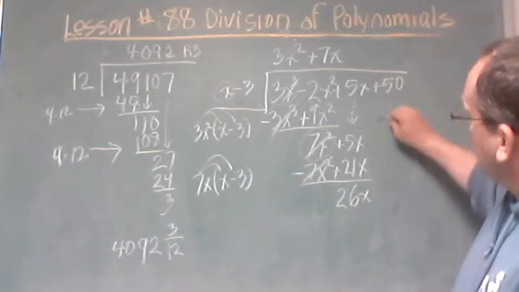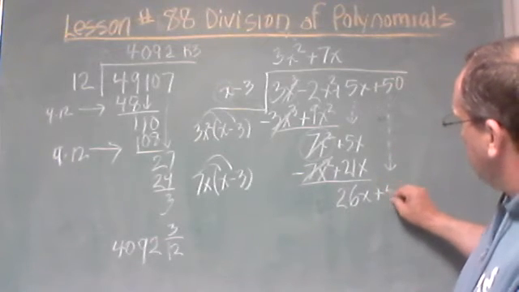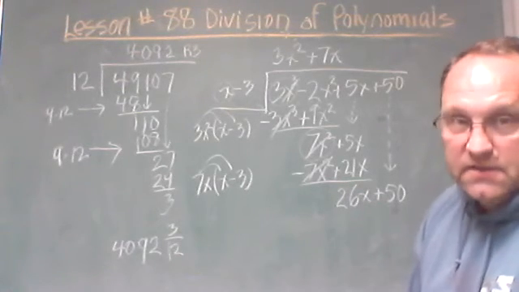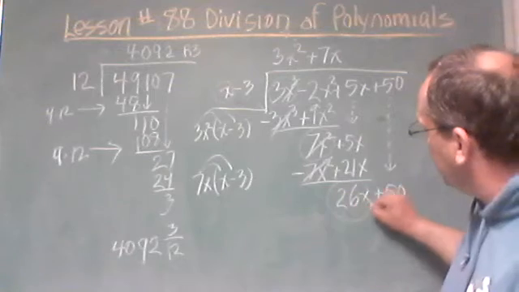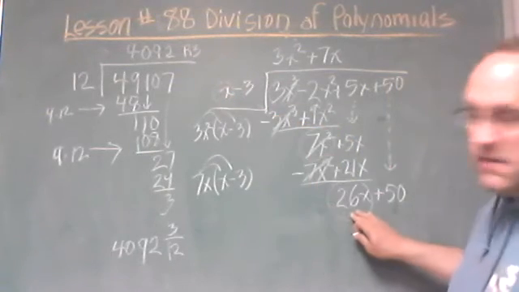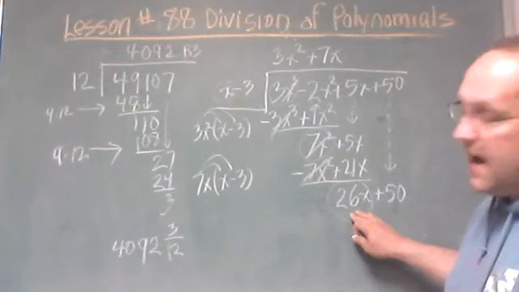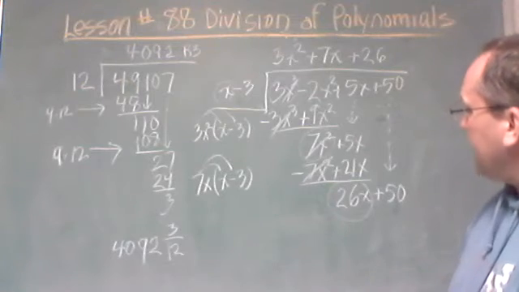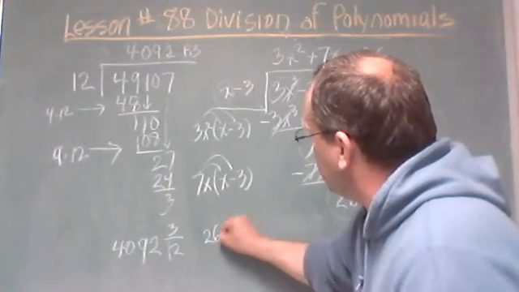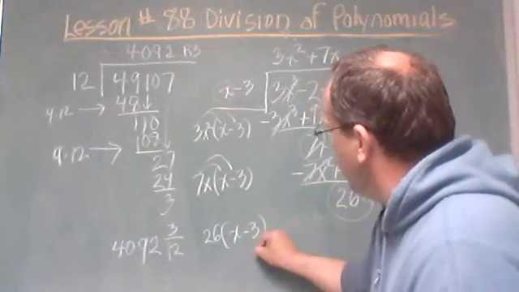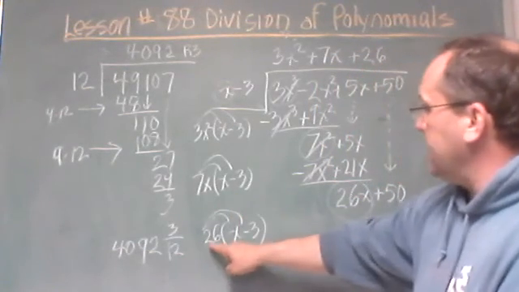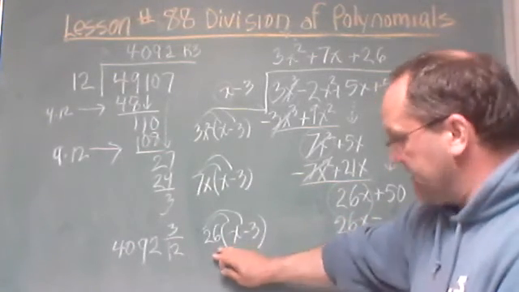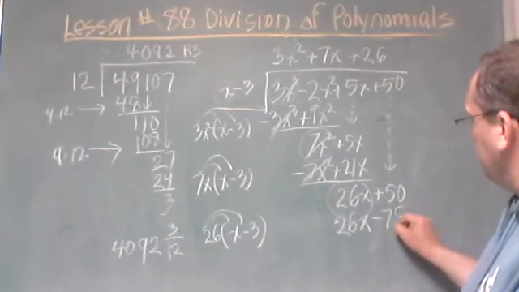I drop down my next term, plus 50. I repeat the process all over again, looking at only the first term. X times what will give me 26x? I need a positive 26. Let's go ahead and multiply it out. 26 times an x minus 3. I do the distributive. I get 26x. I get a minus 78 when I multiply that out.